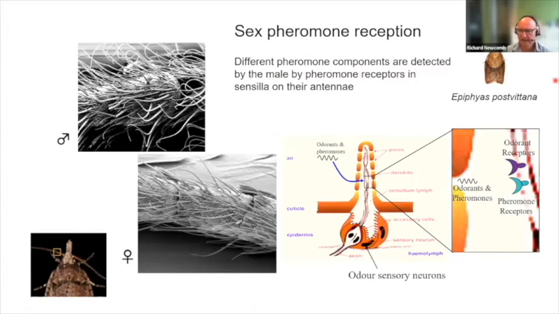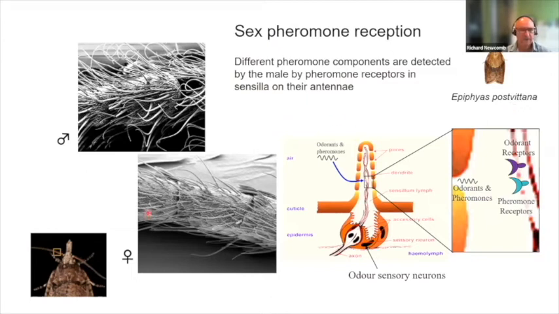This is an Australian immigrant, Epiphyas postvittana, or the light brown apple moth, and it's become a pest in New Zealand's horticultural systems. This moth's quite invasive. It's moved to Hawaii, to the US, and more recently into Europe.